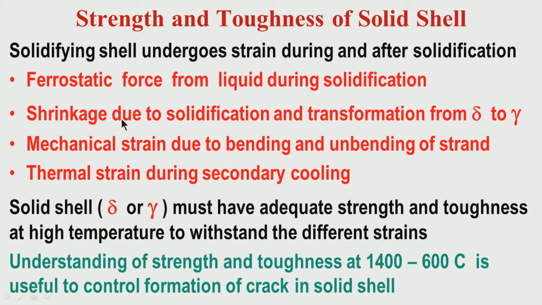So, due to shrinkage, liquid to solid, whether delta or gamma, there is a shrinkage strain. Then if the transformation takes place initially to delta and then to gamma, where this transformation takes place, again this is important, this I will come to later. Because of this transformation there is again a strain. So, initially there was a ferrostatic force from the liquid, then during solidification there is a shrinkage and there is a transformation. If there is a transformation from delta to gamma depending on a particular chemistry, again there is a shrinkage and there is a strain.